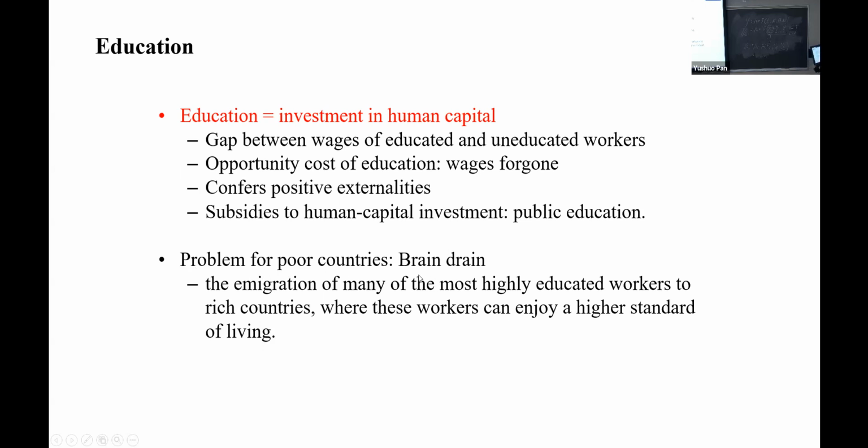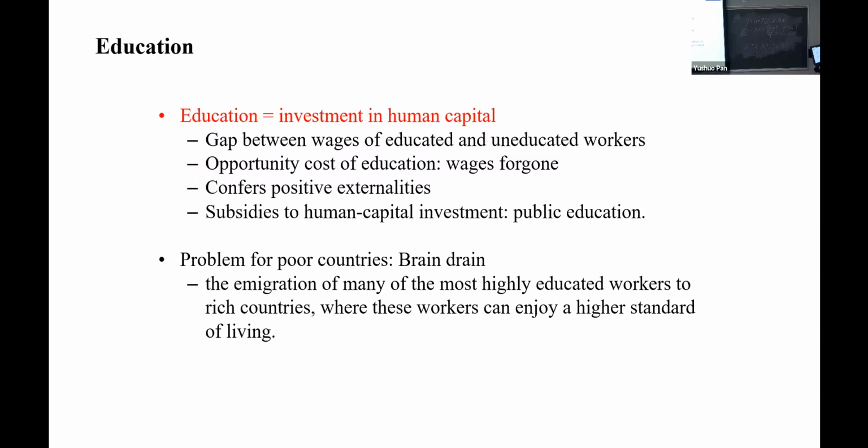Problems for poor countries: the brain drain. So the immigration of many of the most highly educated workers to rich countries, where these workers can enjoy a higher standard of living. But that's bad for poor countries, since they don't have enough money to supply good education, healthcare, and environment. Educated, higher human capital workers prefer to live at a higher standard of living and be more productive, so people will go from the poor countries to the rich countries. That's really bad for poor countries.